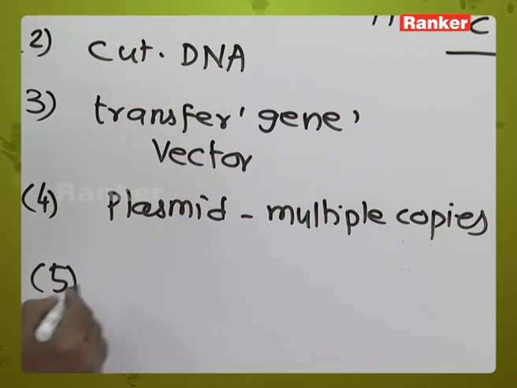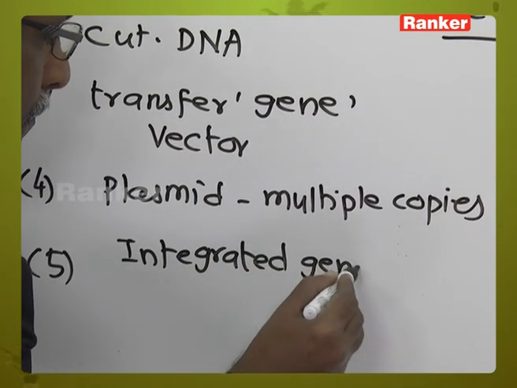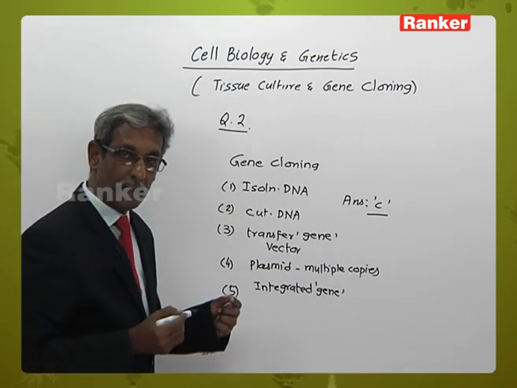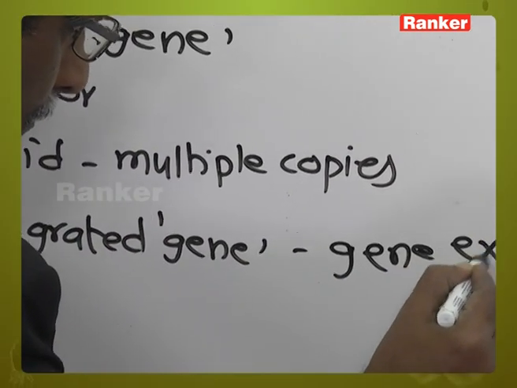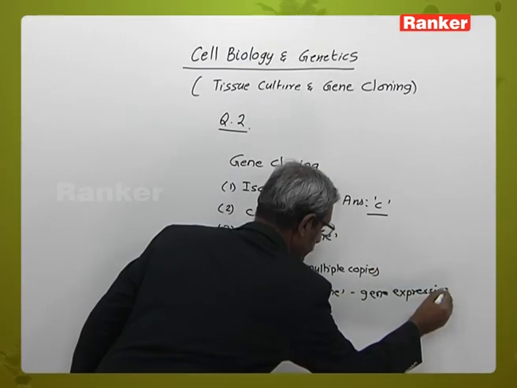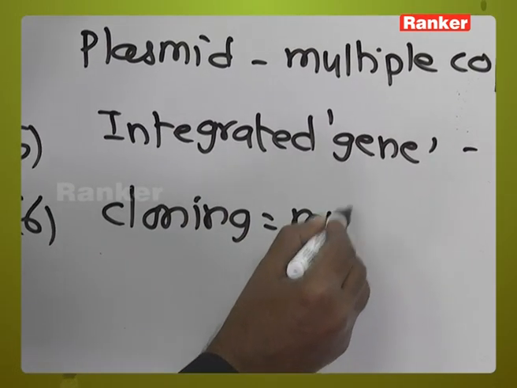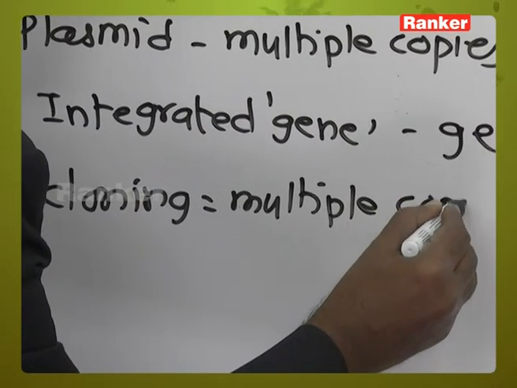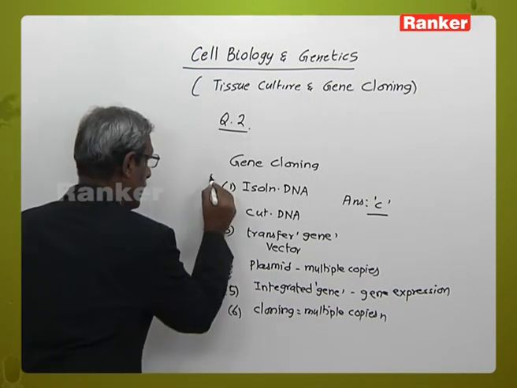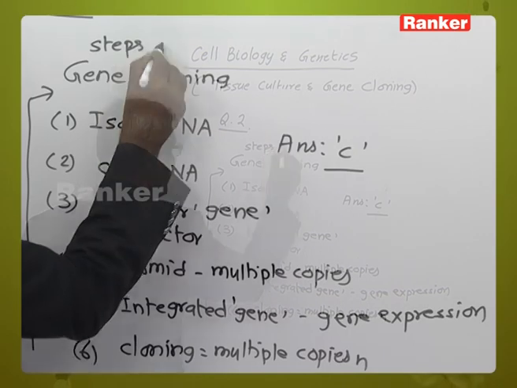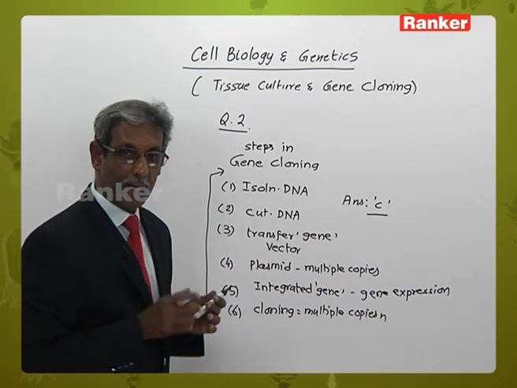Then the integrated gene, that is your foreign gene, will combine with the host DNA. The integrated gene will be able to express. And lastly, you will be making the process of cloning, that is you will be making multiple copies of the gene of interest. So, all these are the basic steps in gene cloning. Hence, when you take question number 2, the right answer is C, which relates directly to the term cloning.